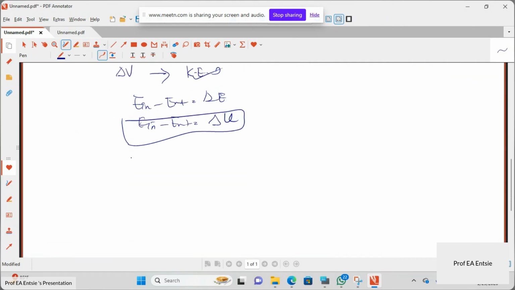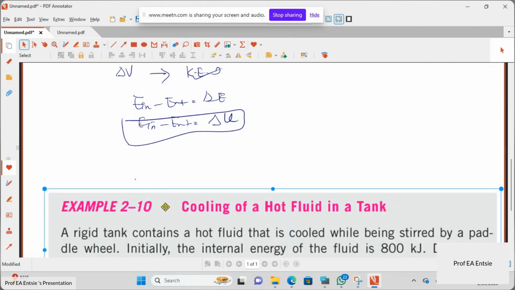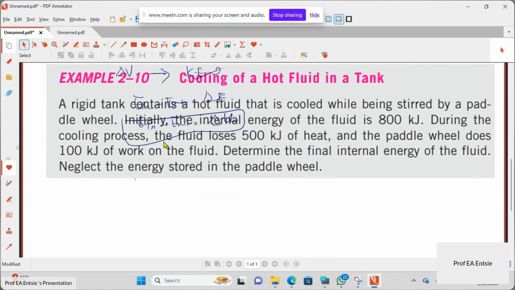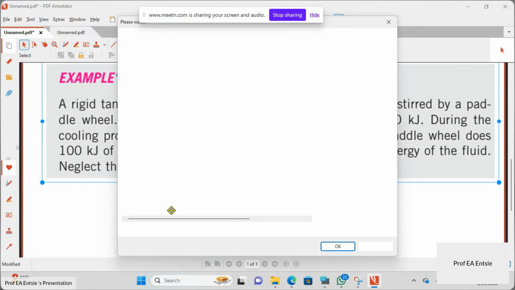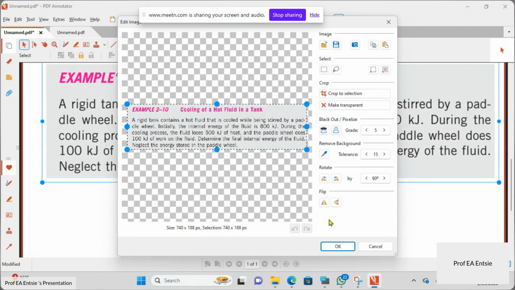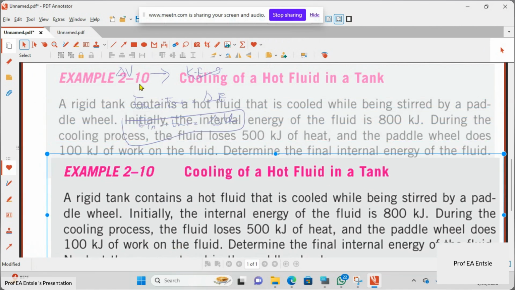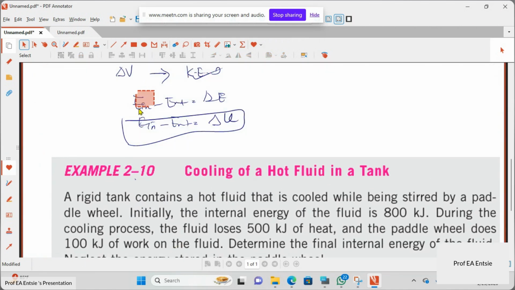So without wasting much time, I have a problem here. Let's actually play with it. Sorry. Then let me clean here.